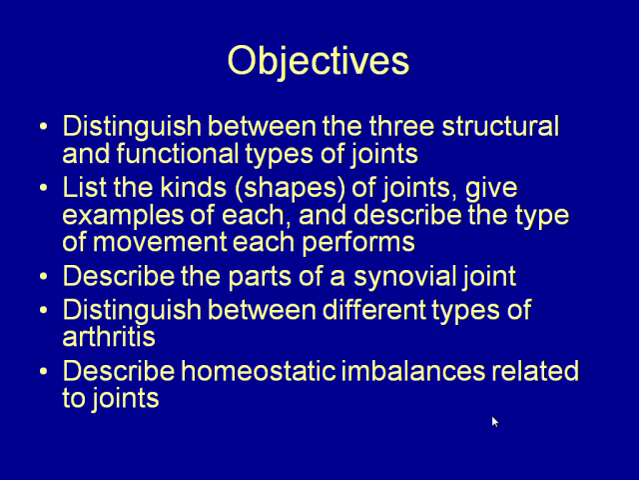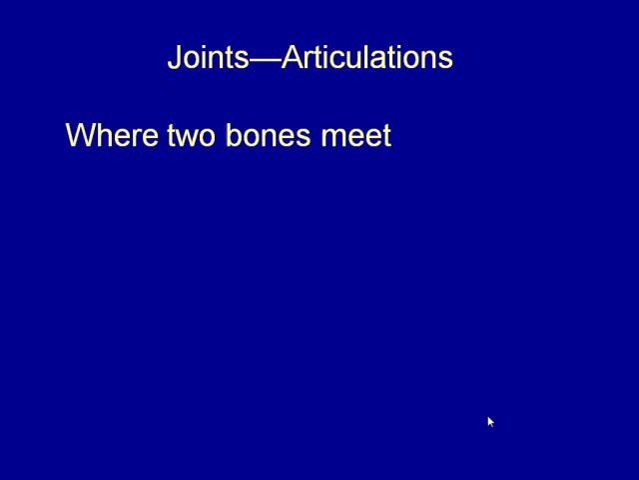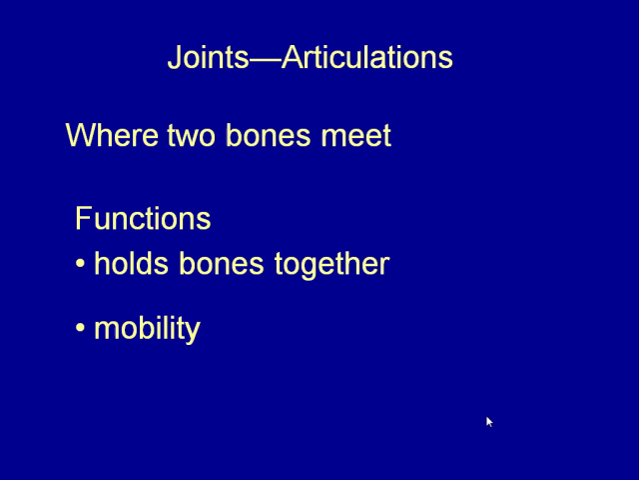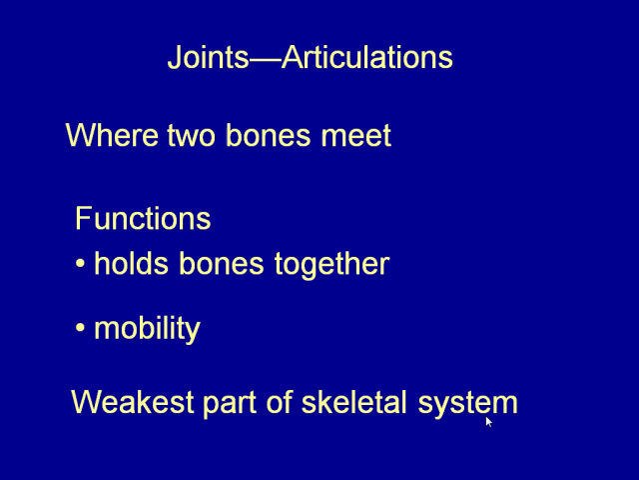Joints are frequently called articulations. Joints are simply a place where two or more bones meet so that the bones are held together and we have mobility of the skeleton. Joints are the weakest part of the skeletal system. You will dislocate a joint before you will break a bone.